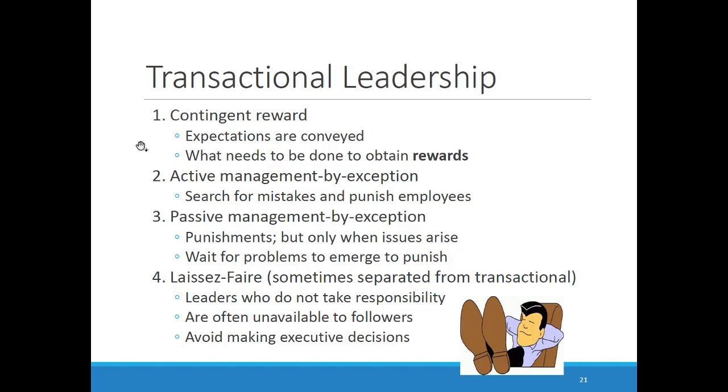And so out of these four, which one would you prefer if you were an employee? Would you want contingent reward, or would you want some kind of management by exception or laissez-faire? Well, obviously this will depend on the person, but most people would say contingent reward because this is focused on rewards, and it means that managers are clearly conveying their expectations and telling their employees what they need to do.